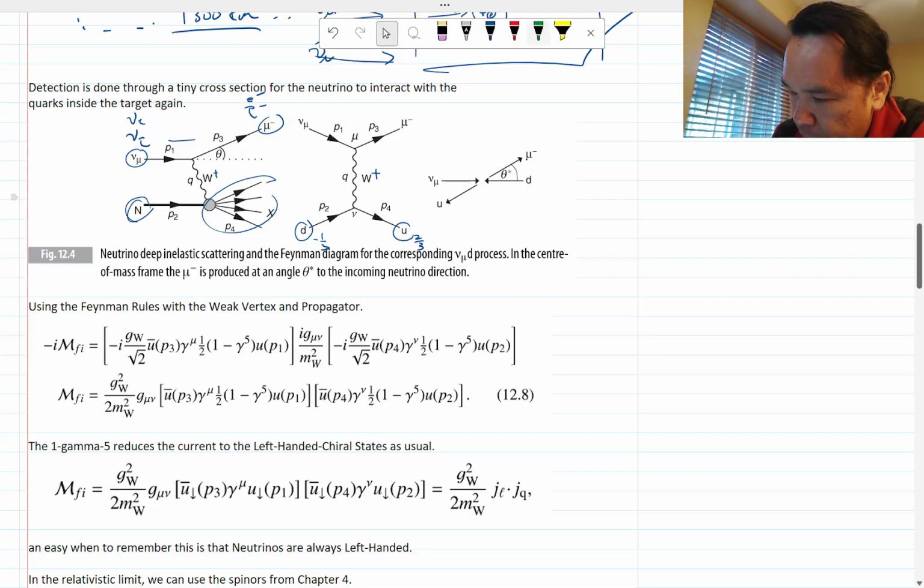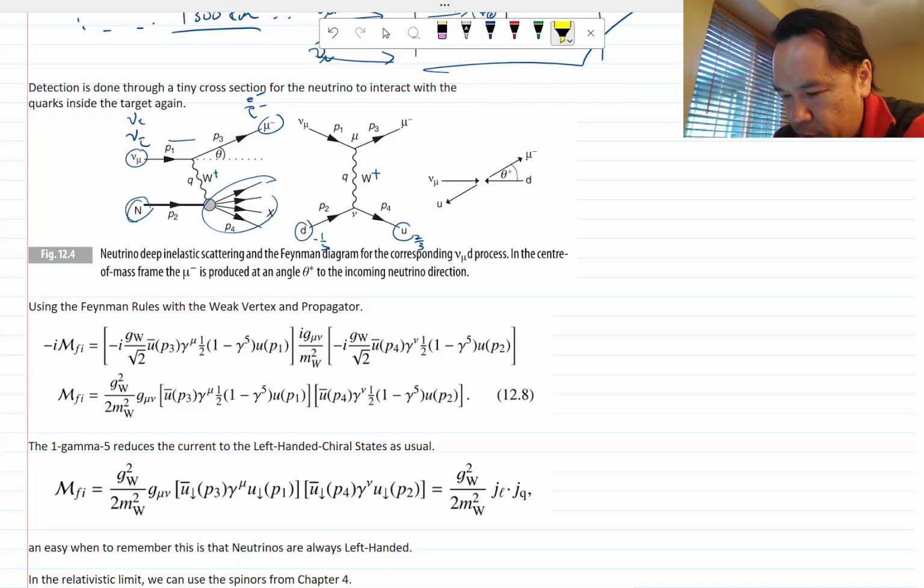Well, first of all, the most important thing is to write down the Feynman rules. The Feynman rules tell us that we're going to follow this vertex backward. So this is what's going to give us this ū(p3). You have this weak vertex, and then u(p1), which is the neutrino, and then you have this coupling factor, the weak coupling constant.